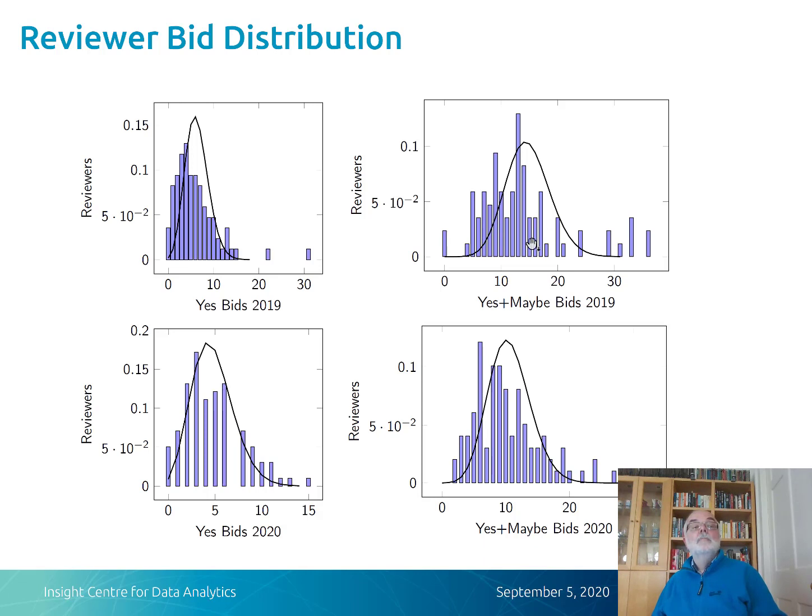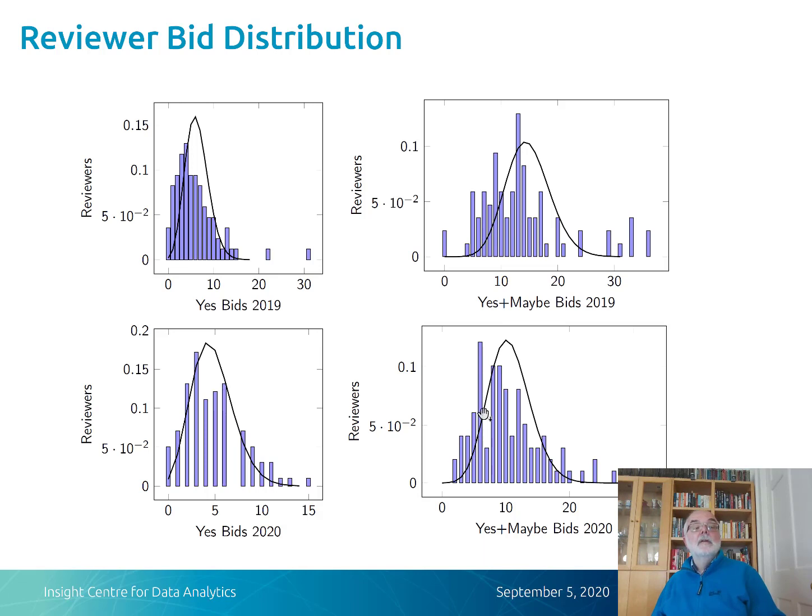Here on the right we are combining the yes and the maybe bids, and we see that there are a few reviewers here that have expressed a lot of possible papers for assignment. In 2019 there are a few reviewers that didn't actually answer the questions about their preferences, and therefore they don't have any assigned preferences. Overall, the number of preferences here is around 15.